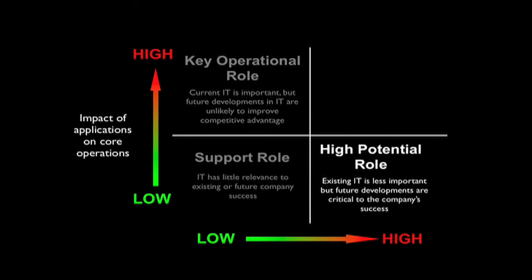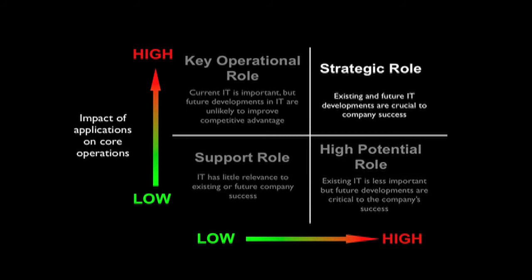In the lower right-hand corner is the high potential role. This is where there's not a whole lot of operations going on in IT right now, but the future of the company is bet on IT. And finally, we have the strategic role. This is where both the existing and the future IT processes and systems are crucial to the success of the company.